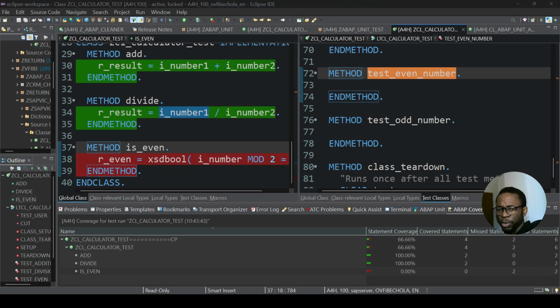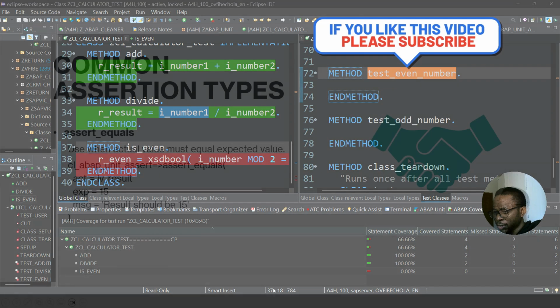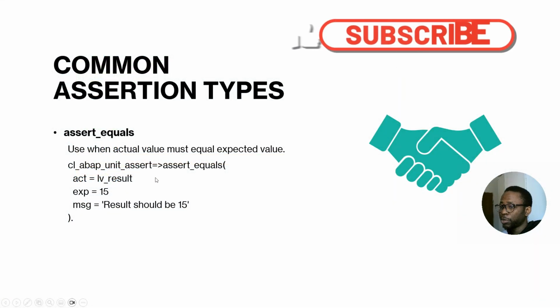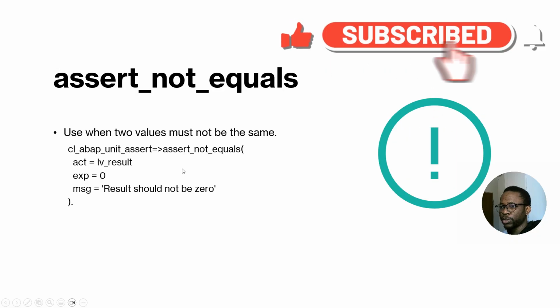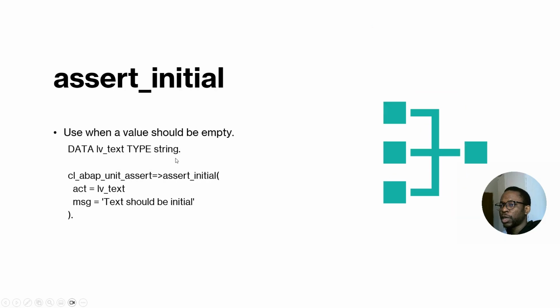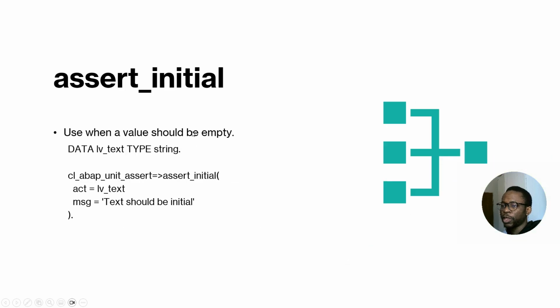So that's what I want to show you about unit test. So this covered basically most of the things that you'll be doing when you're writing ABAP unit tests. So what you need to do now is to check out the common assertion types. There are assert equals, we have used it, assert not equals, you have to check how it works, assert true, assert false, assert initial, assert not initial. So there are so many of them that you should look up and check how it works, and this is how you can use them to test your methods and your classes.